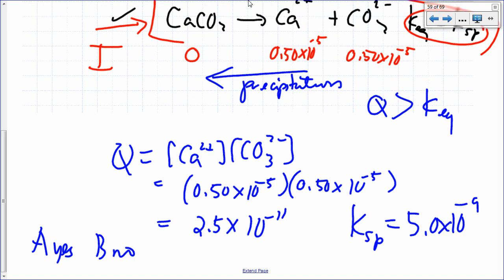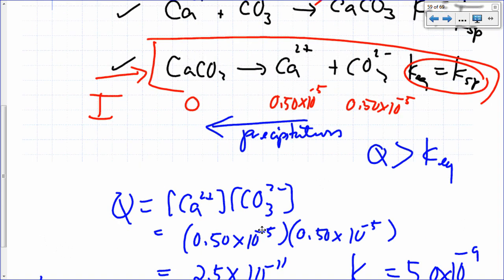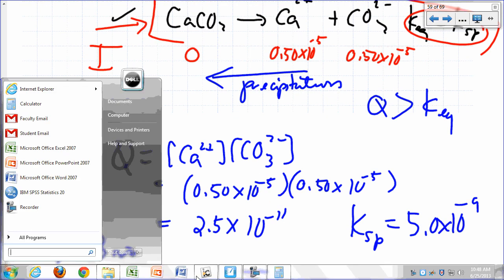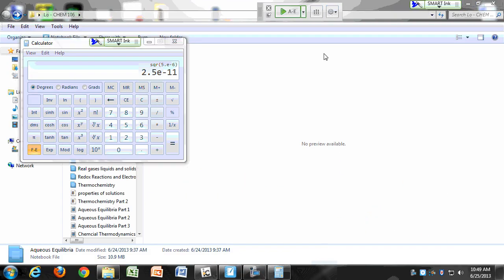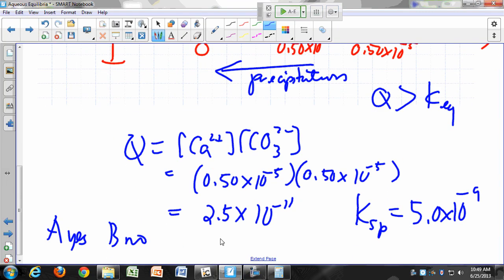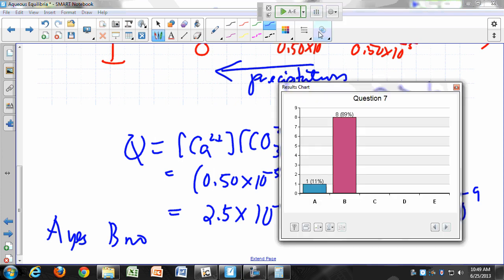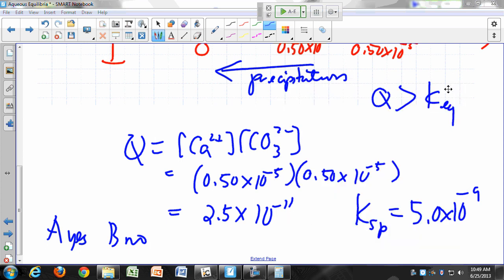Will precipitation occur, given that Q is 2.5 times 10 to the negative 11 and KSP is 5 times 10 to the negative 9? So is it going to precipitate or not? Yes or no? Answer? No. Why not? Q is less than KSP.